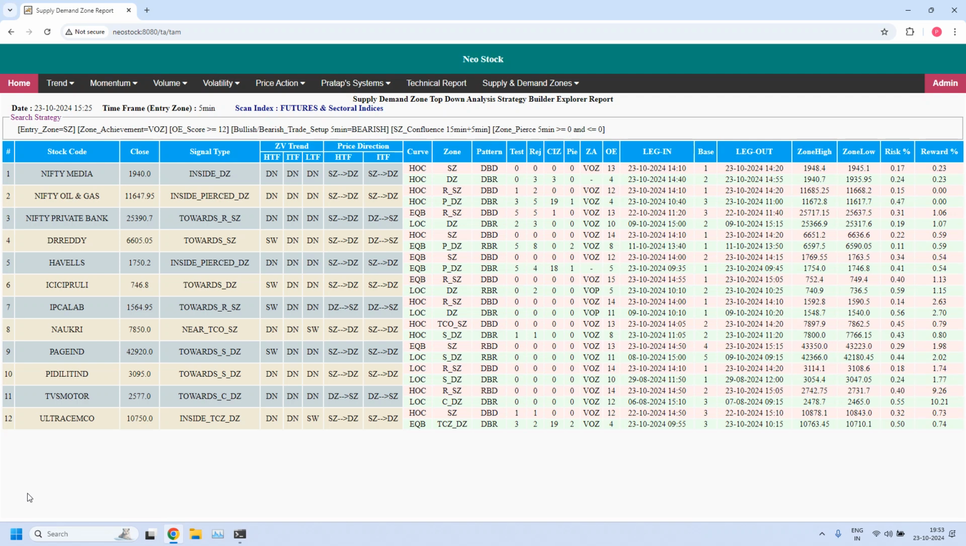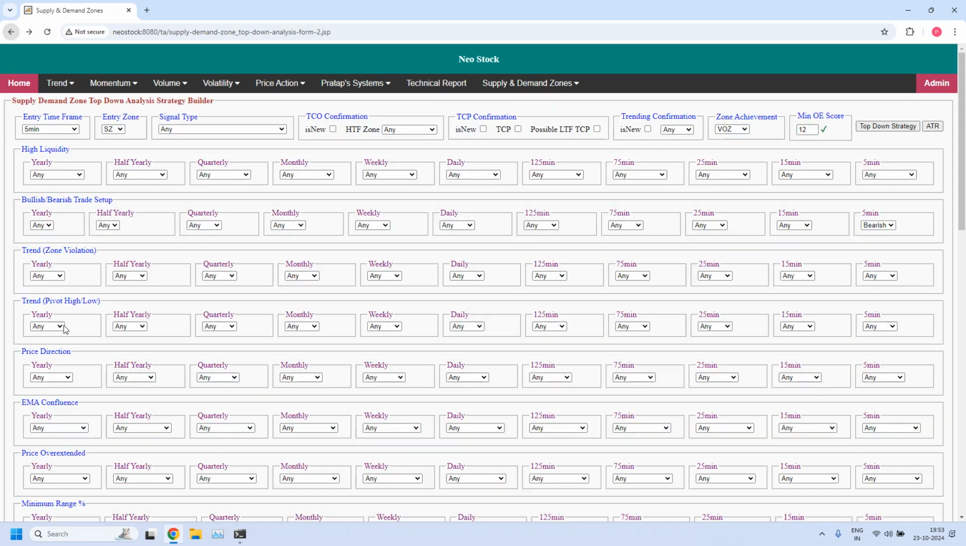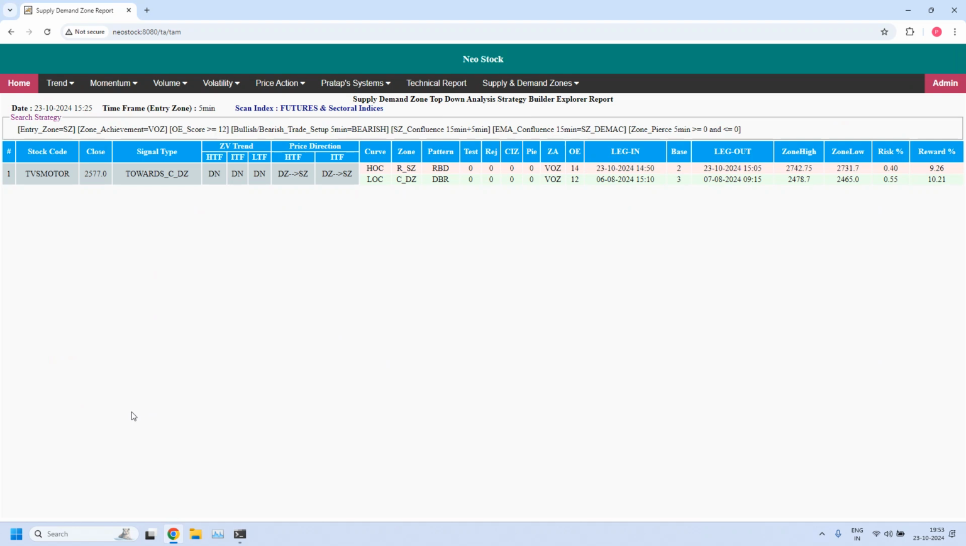Now let's verify any of these 15-minute supply zones are having EMA confluence, because 15 minutes trend is downtrend. ITF trend, 15 minutes trend is downtrend. In the EMA confluence at 15 minutes time frame, 15 minute supply zone with daily EMA confluence filter is enabled. Let's filter. Only one stock. This supply zone is having EMA confluence, daily EMA confluence.